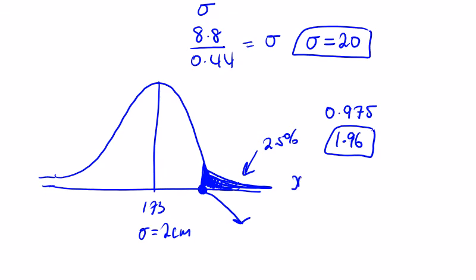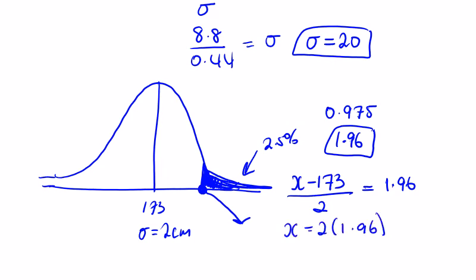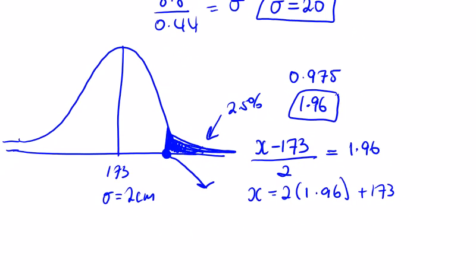So we're looking for the test statistic this time. x minus mu, 173, over standard deviation is equal to 1.96. More accurate than your empirical rule. So x is equal to twice 1.96 plus 173. So it's not exactly 4 centimeters. It's going to be 173 plus 3.92, which is 176.92 centimeters for the height of the top 2.5% of Gardaí.